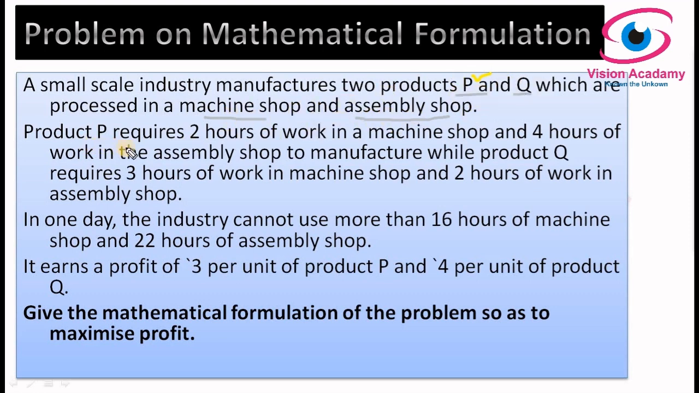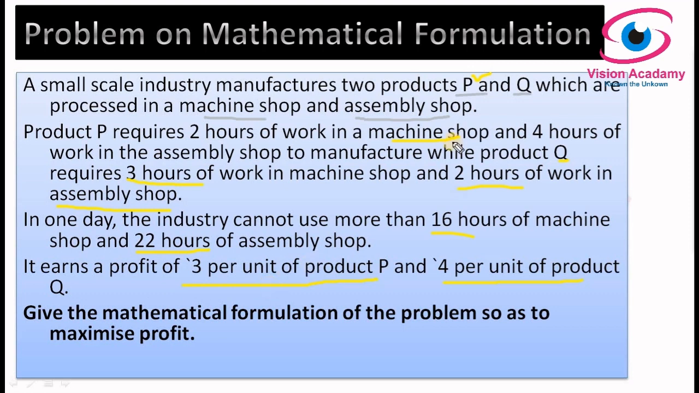Continuing further, there is information regarding product P and Q and machine shop and assembly shop. Product P requires 2 hours of work in machine shop and 4 hours in assembly shop to manufacture, while product Q requires 3 hours in machine shop and 2 hours in assembly shop. In one day the industry can't use more than 16 hours of machine shop and 22 hours of assembly shop, which means only the available capacity. And it earns a profit of 3 rupees per unit of product P and 4 rupees per unit of product Q.